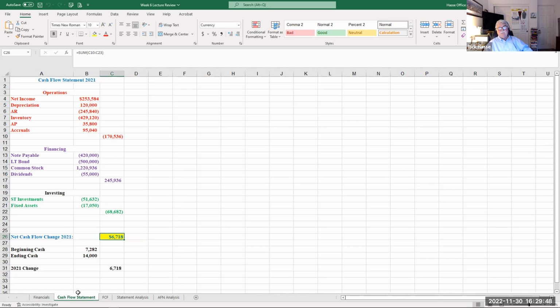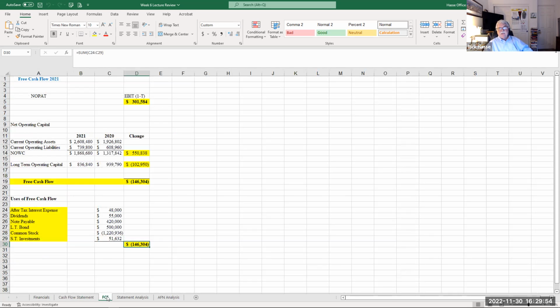A couple other things that are important to know as a corporate finance student is free cash flow. You see that a lot.